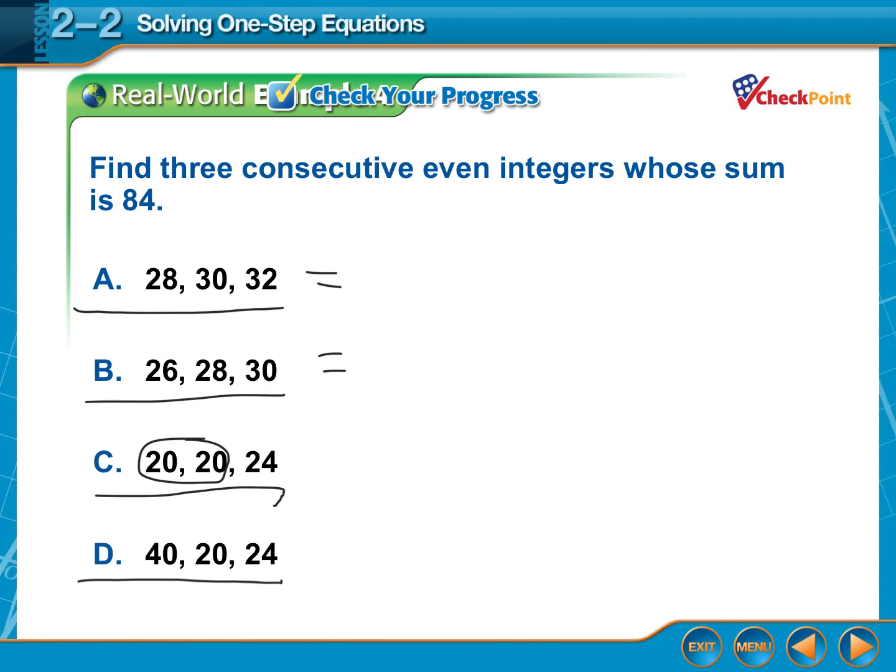Go ahead and do that. All right, what did you get for the first one? They equal 90. What did the second one equal? 84. It is 84. So our answer would be B. Any questions over what we just went over today? All right.